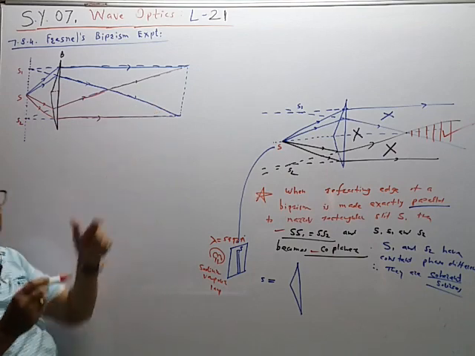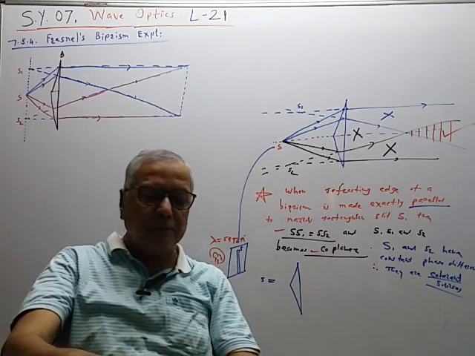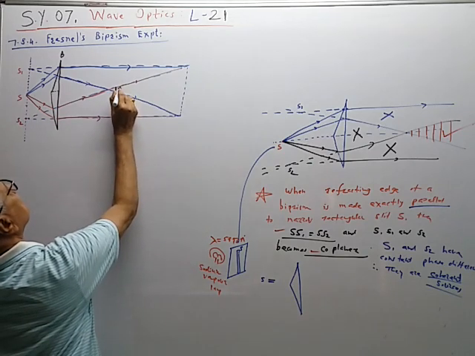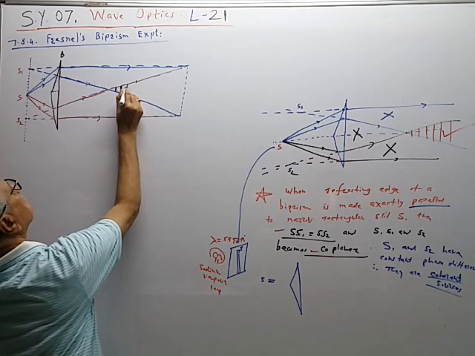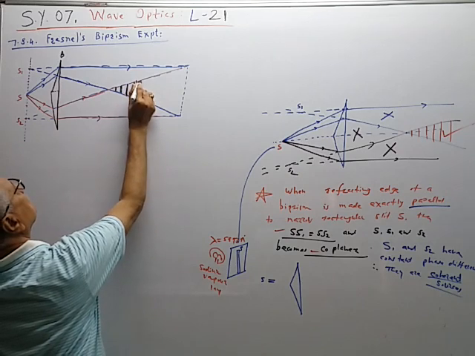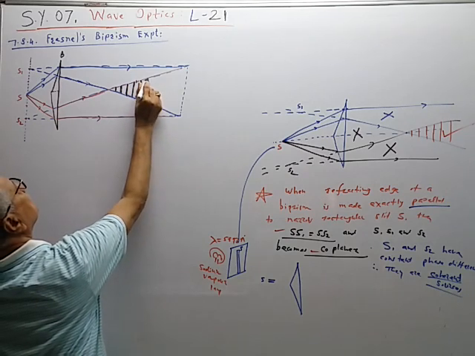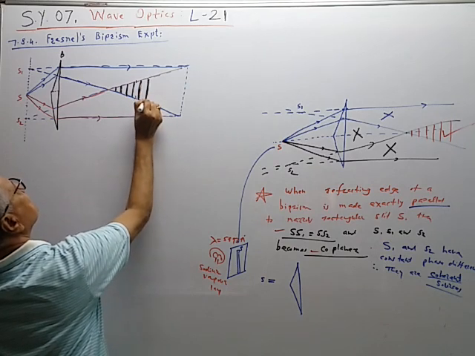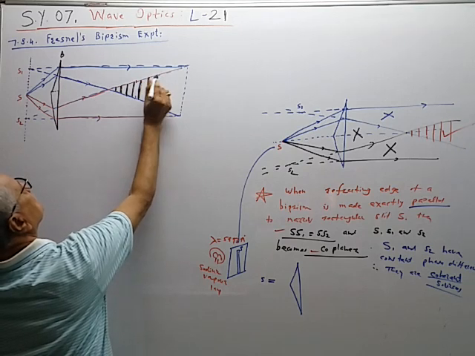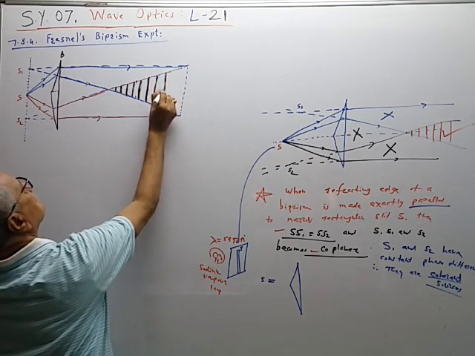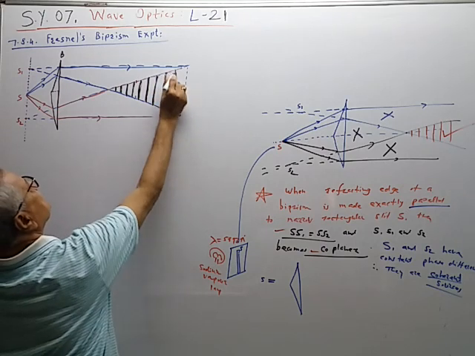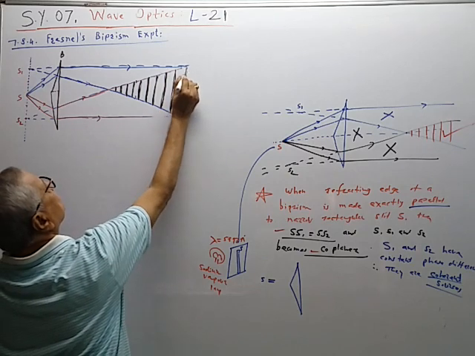Interference band is produced only in this region. So this is the region of interference pattern where the bright and dark bands are also there. So these are the bright and dark bands. Alternate bright and dark bands are observed in this region. They are vertical, they are equally spaced, they are very close.